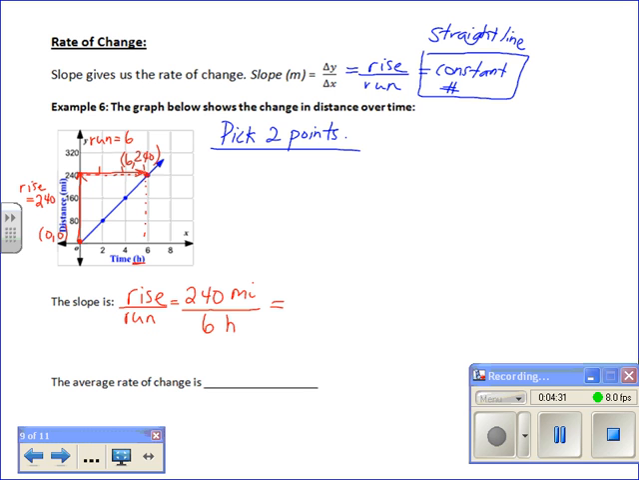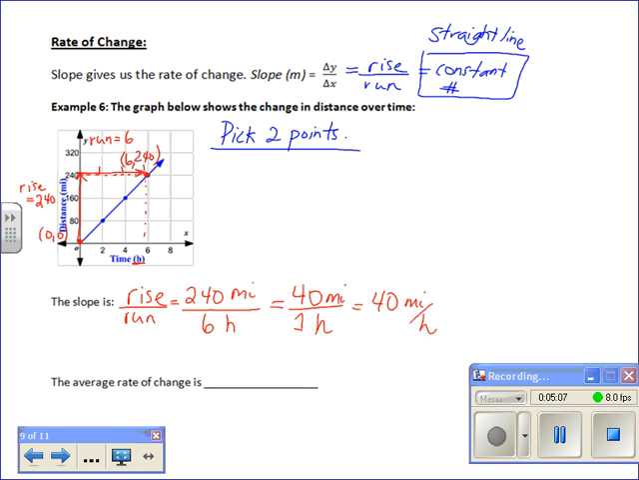And again, I can get this into lowest terms. 240 as well as 6 are both divisible by 6. Or you could take your calculator right now and try 240 divided by 6, and you're going to get 40 as an answer here. So 40 over 1, or just simply 40 is fine. So 40 miles per hour, or per 1 hour, can also be written like this: 40 miles per hour.